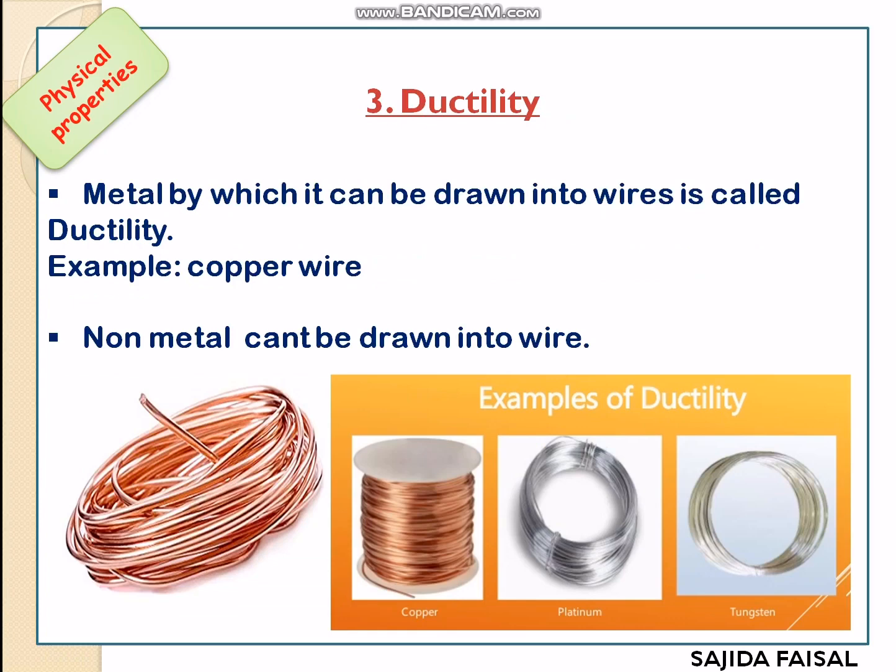The third physical property is ductility. Metal can be drawn into wires. Changing a metal into a thin wire is called ductility. Examples: copper wire, platinum wire, tungsten. Tungsten we use in a bulb; we learned all that in the 7th standard. This property of changing metal into thin wire is called ductility. But non-metals cannot be made into thin wire.